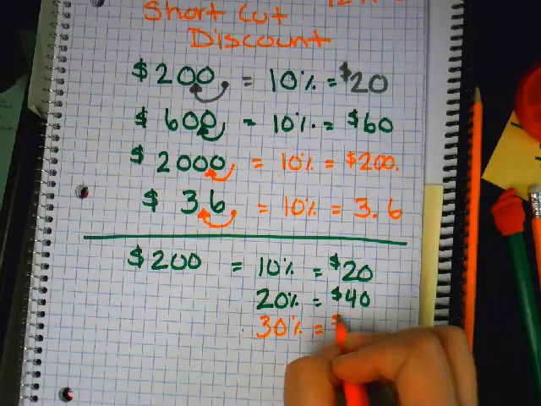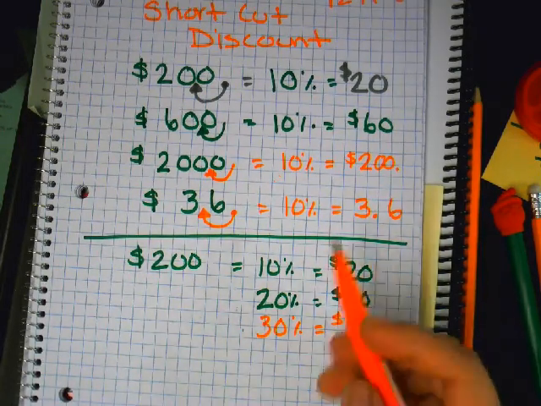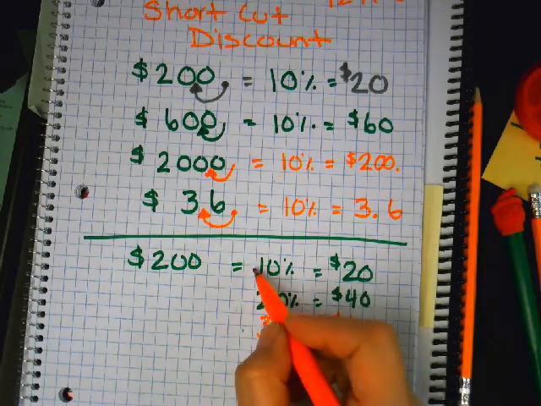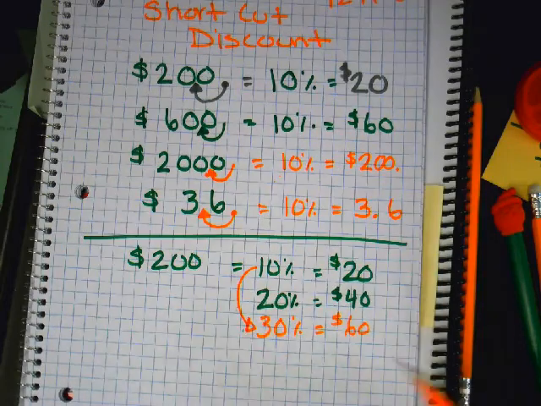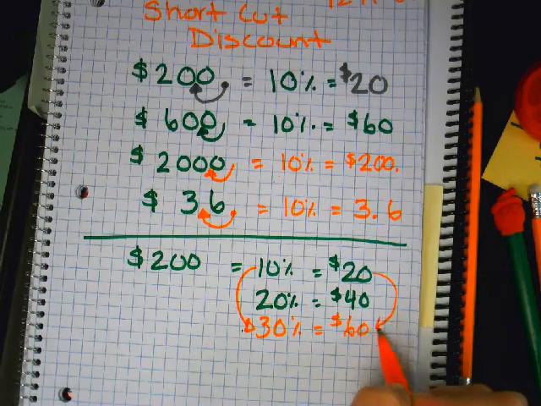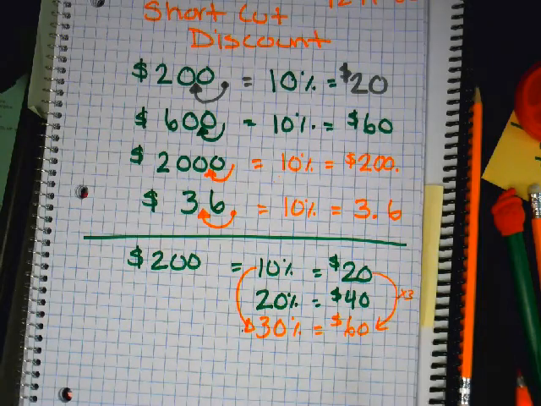60. Because 10 times what is 30? How do I go from 10 to 30? 3. Times 3. So what's 20 times 3? 60.